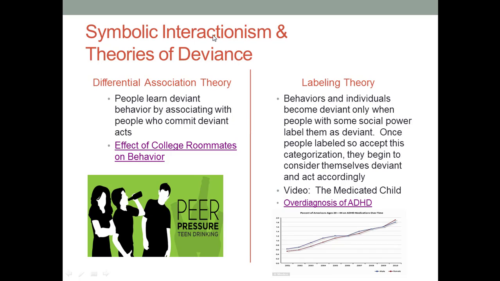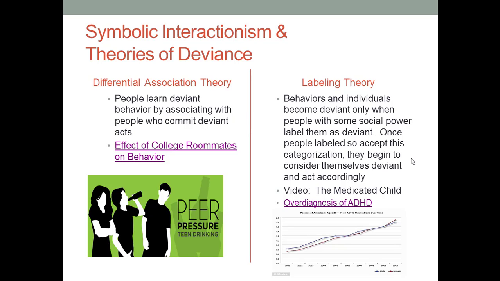Now, labeling theory, also falling under symbolic interactionism, is a little bit different. They argue that being deviant doesn't necessarily come out of interaction. People become deviant by being labeled as such by people in positions of power and authority. Behaviors and individuals become deviant only when people with some social power label them as deviant. Once people labeled so accept this categorization, they begin to consider themselves deviant and act accordingly.